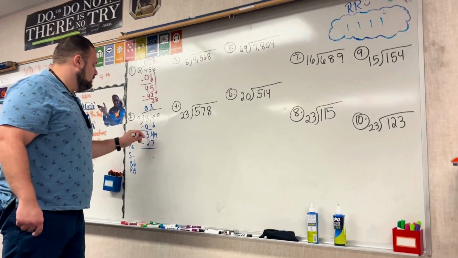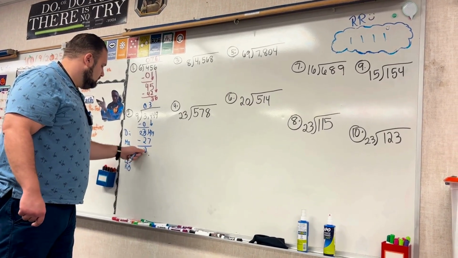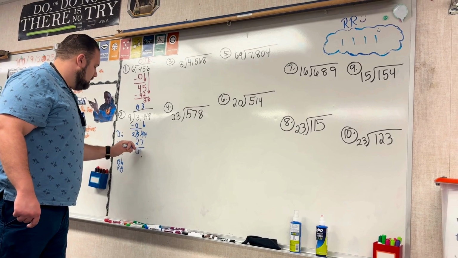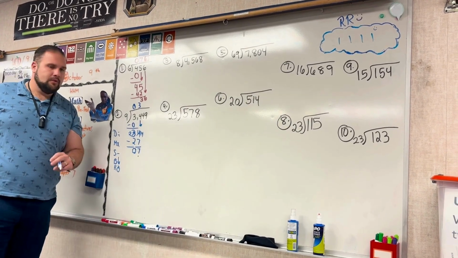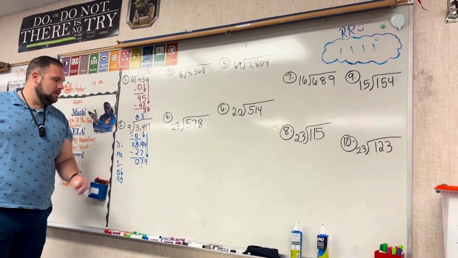And when you regroup and subtract, you get 7. Oh, that's supposed to be a 0. That looks like a D. You're supposed to get 7 left over. Okay? And then we bring down the second 4.